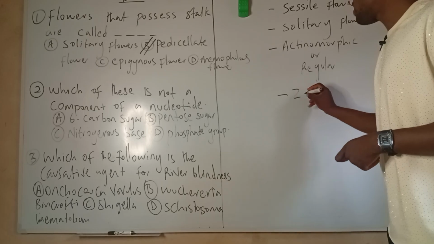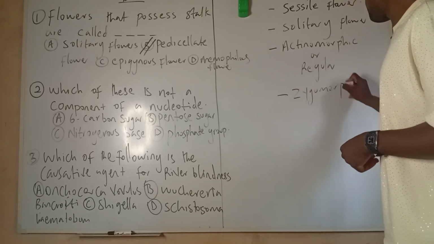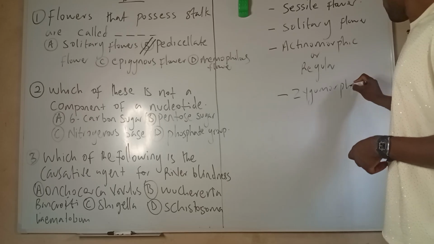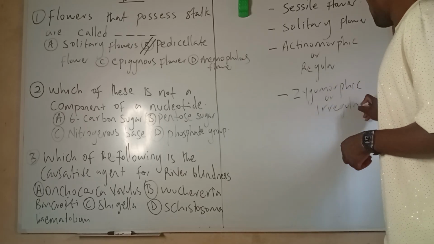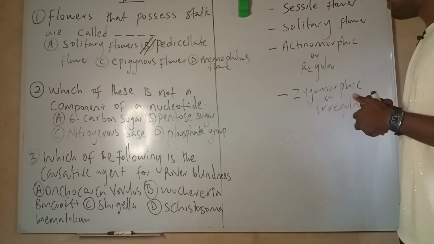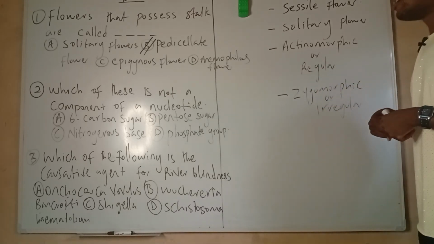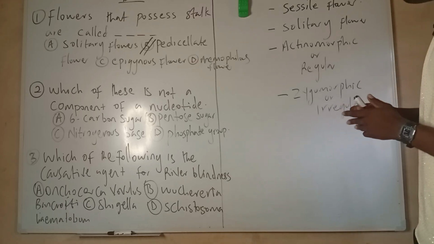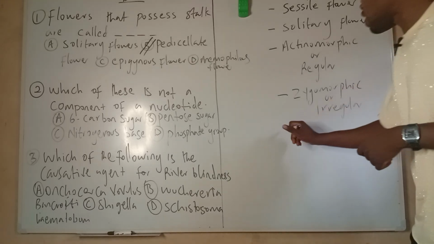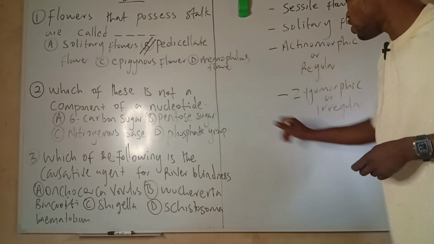Then, a zygomorphic flower is also known as an irregular flower. This type of flower is said to be bilaterally symmetrical, or zygomorphic. We also have what we call anemophilous flowers.